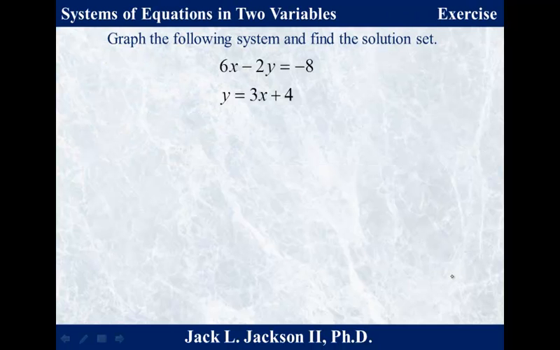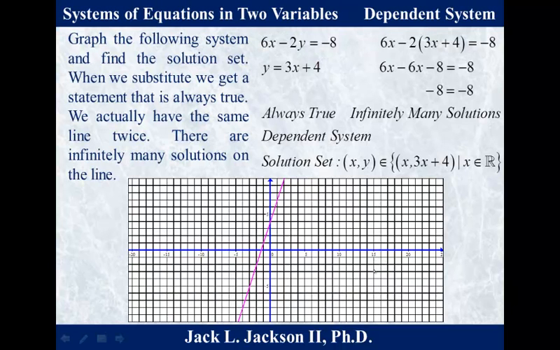Try this one. Press pause now. Well, when we do this one and we solve again by substitution, we get a statement that's always true. Negative 8 equals negative 8. Once again, be careful, because if I were to substitute back into the same equation, I'll get a similar thing, like 4 equals 4, or negative 8 equals negative 8. But if I substitute in the other one, in this case, it still gives us a statement that's always true. So this says that there are infinitely many solutions. We call this a dependent system.